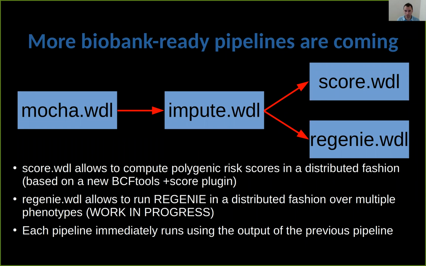Moving on, there will be more pipelines in development. There is actually a polygenic score pipeline that can be run right on the output of the imputation pipeline if you're interested in computing polygenic scores. And there is, as a work in progress, an association pipeline that will run REGENIE in a very distributed fashion and will take again as an input the output of the MoChA imputation pipeline.